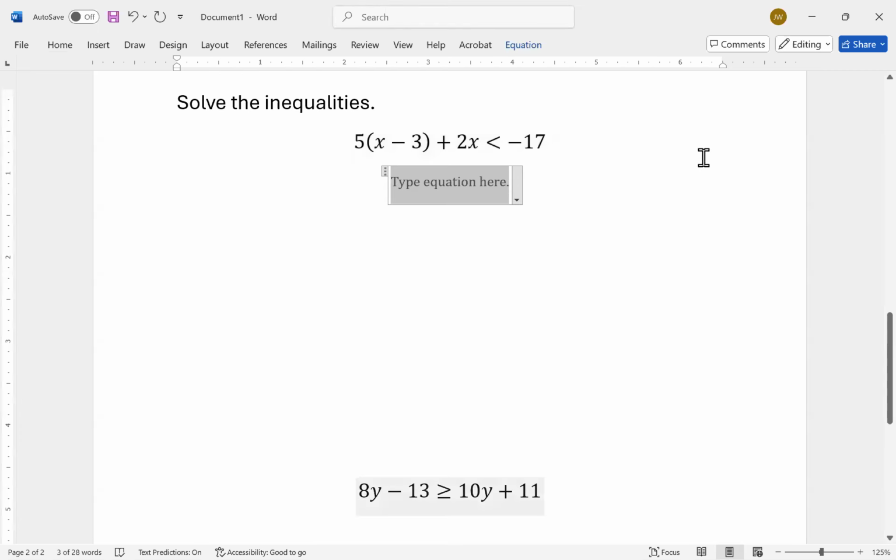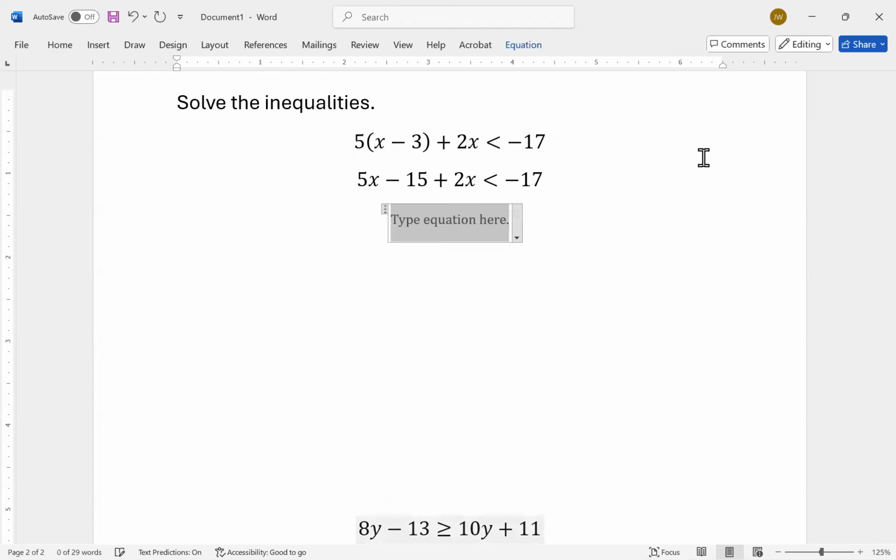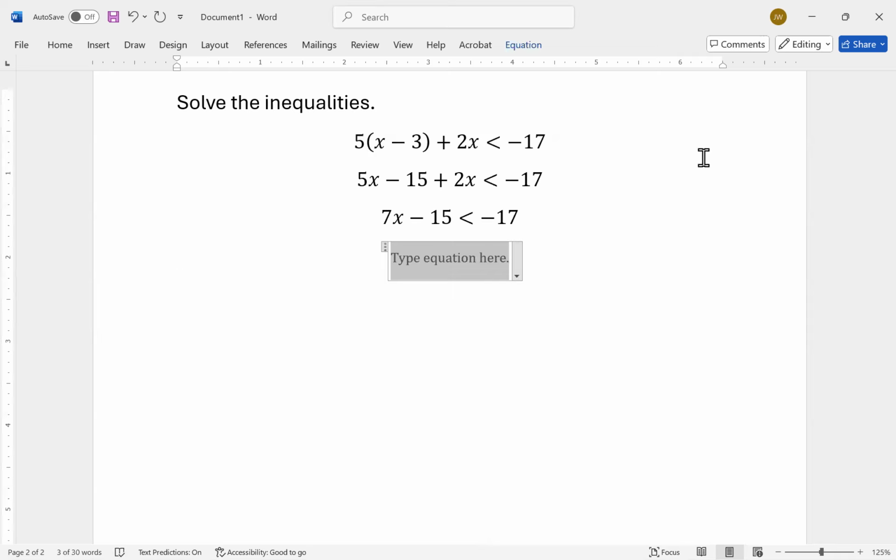So for this first equation, we'd start by simplifying the left-hand side. 5 needs to distribute into parentheses. When we do that, we get 5x minus 15 plus 2x is less than negative 17. Then what I would do is I'd combine like terms. 5x plus 2x is 7x. 7x minus 15 is less than negative 17. And then I would add 15 to both sides. 7x is less than negative 2.